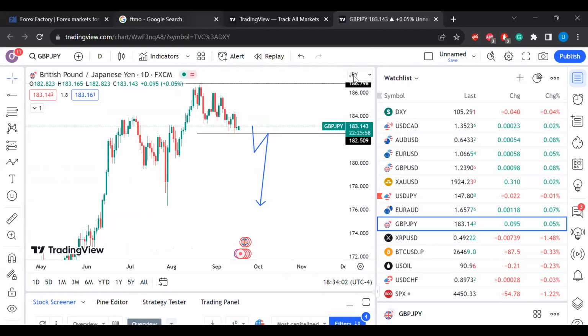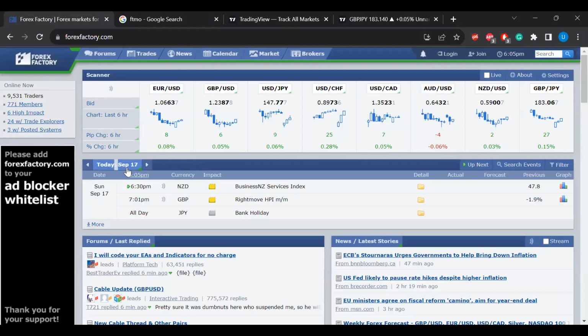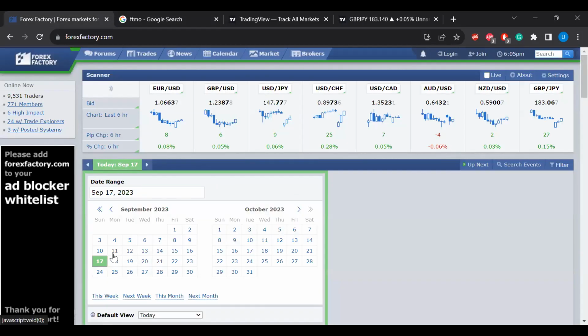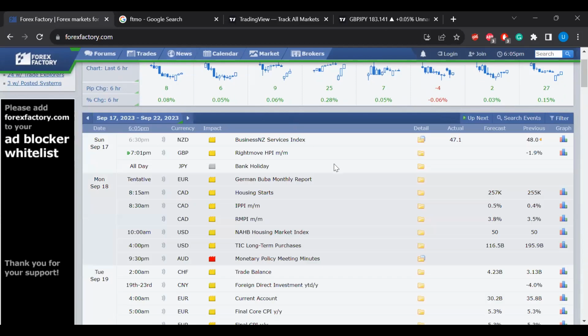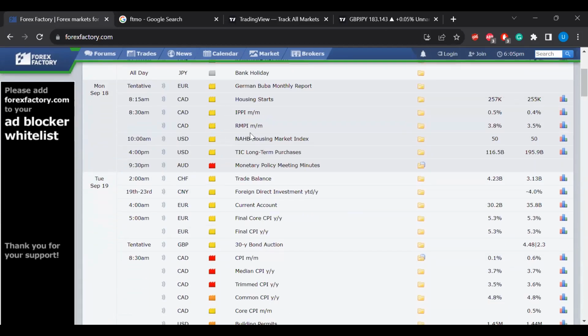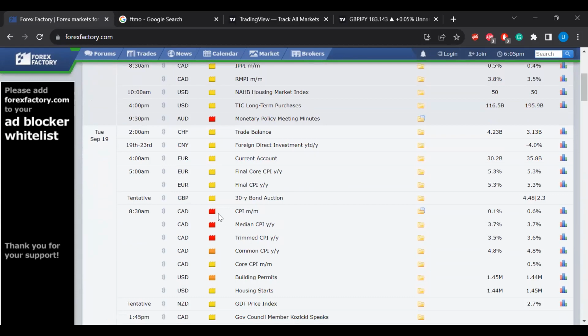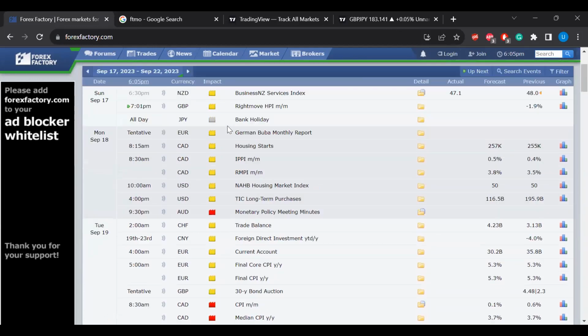I am in some trades right now. I am in USD CAD, AUD USD, GBP USD. For this week, if we go to Forex Factory and take a look at some of the news, we see that on Tuesday we have Canadian news, right? We have CPI for Canadian news, and this should most definitely move the USD CAD pair in either direction, right, up or down. And we'll just have to see how that goes.